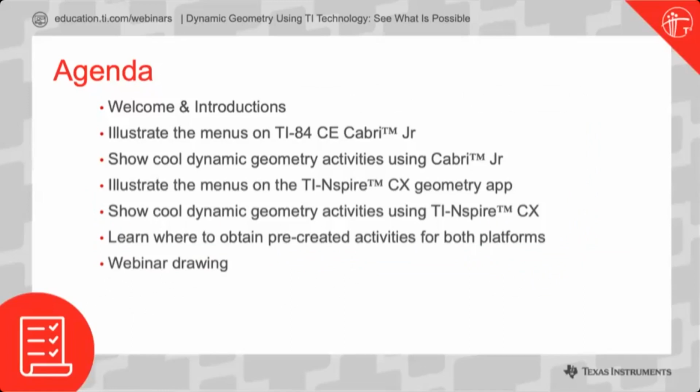Tom, will you discuss our agenda for tonight? Sure. So what we're doing tonight: welcome and introductions, which we just did. We're going to illustrate the menus on the TI-84 CE Cabri Junior app, show cool dynamic geometry activities using Cabri Junior, then illustrate menus on the TI-Nspire CX Geometry app and show the same cool dynamic geometry activities. Learn where to obtain these pre-created activities for both platforms. And then Mike's going to do the webinar drawing at the end.